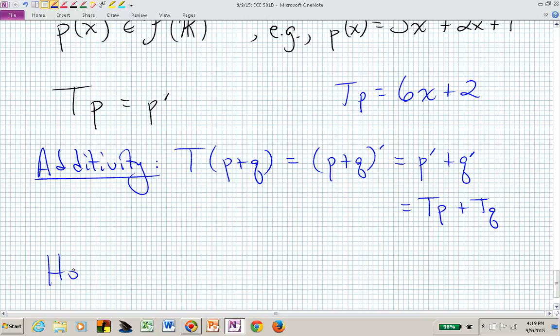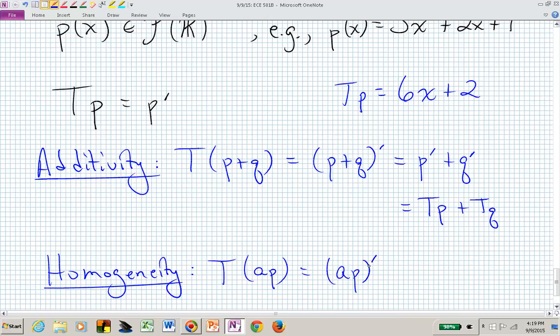Similarly, for homogeneity, if we have a polynomial P and we scale it by some scalar A in our field of numbers R or C, then the derivative of AP is equal to, since a constant can be factored out of the derivative, A times the derivative of P. But we also know what the derivative is in terms of this operator.